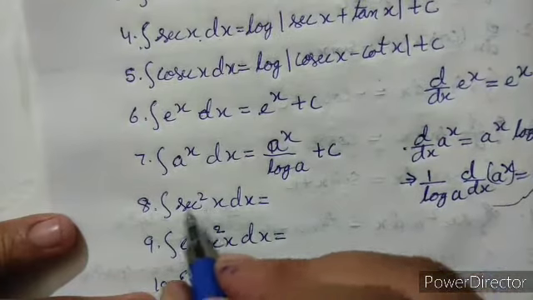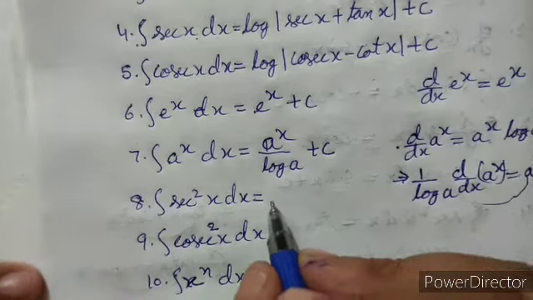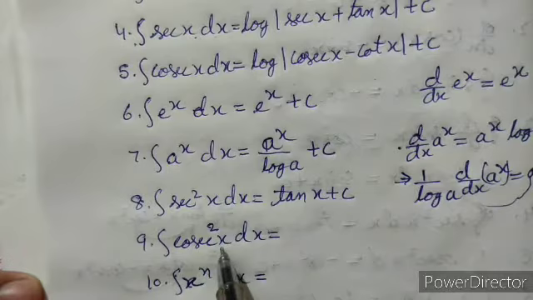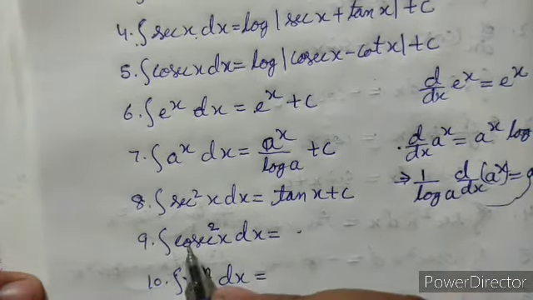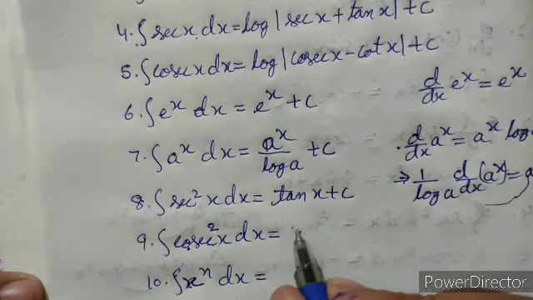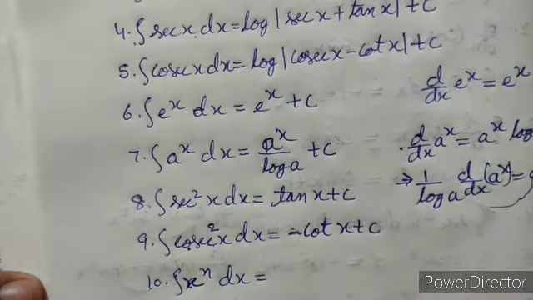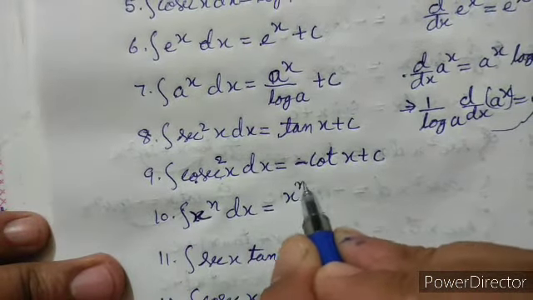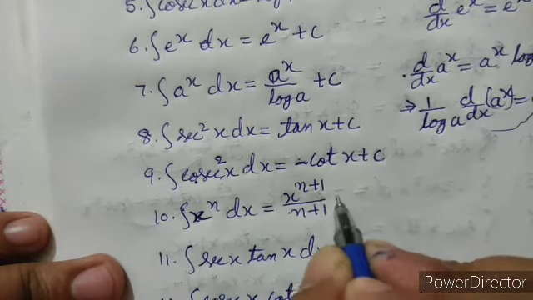Now the derivative of tan x is sec square x. So the integral of sec square x will be equal to tan x plus c. Here the derivative of cot x is equal to minus cosec square x. So the integral of cosec square x will be equal to minus cot x plus c. Now here the integral of x raised to power n is equal to x raised to power n plus 1 upon n plus 1, plus c.